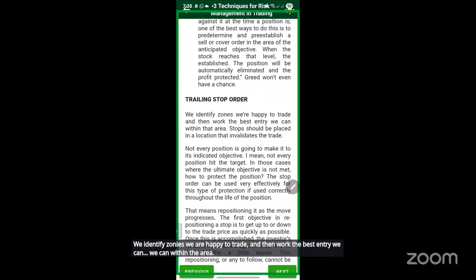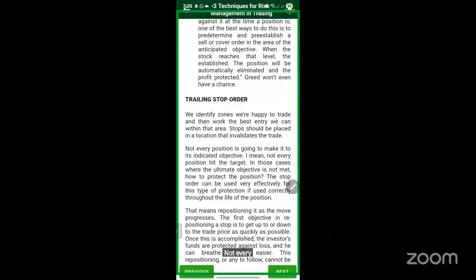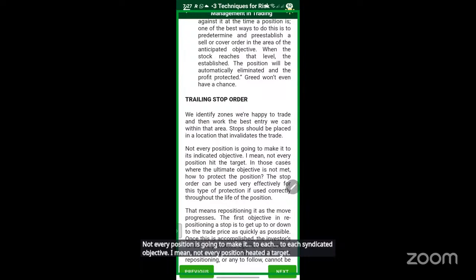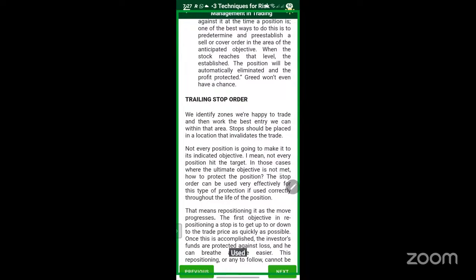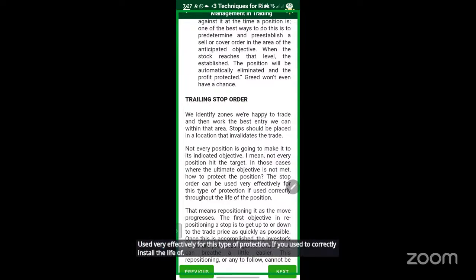Stops should be placed in a location that invalidates the trade. Not every position is going to make it to its indicated objective. I mean, not every position hits the target. In those cases where the ultimate objective is not met, how do you protect the position? The stop order can be used very effectively for this type of protection if used correctly throughout the life of the position.